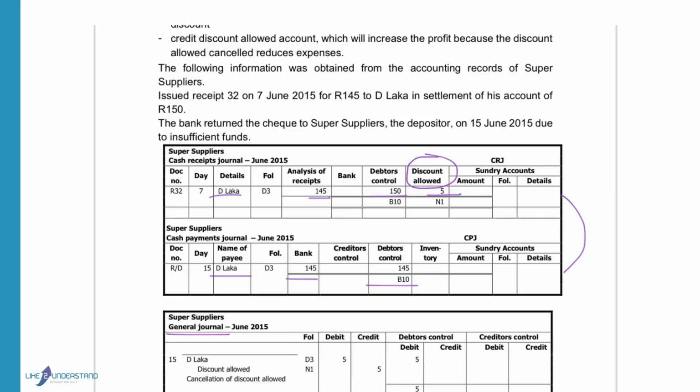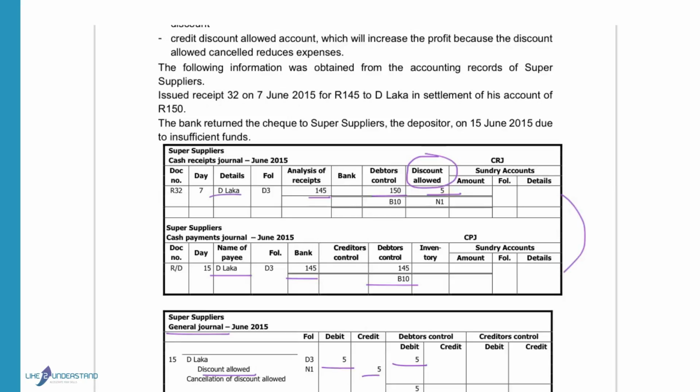In the general journal, we will debit Larker, and that means that we will debit his account in the subsidiary ledger for debtors, and we will also debit the debtors control account with the R5. The discount that was originally allowed will be cancelled, so discount allowed will be credited, and we will show that in the general ledger.